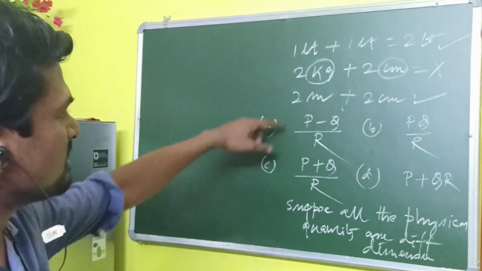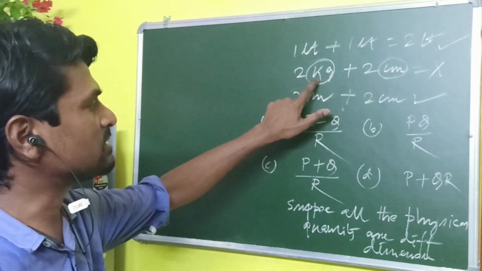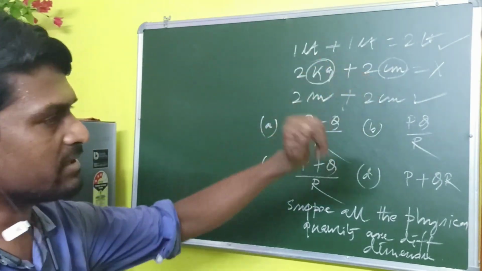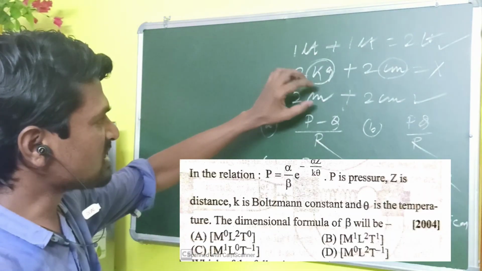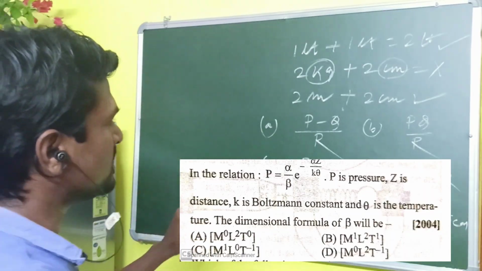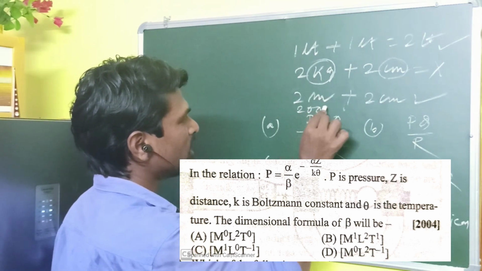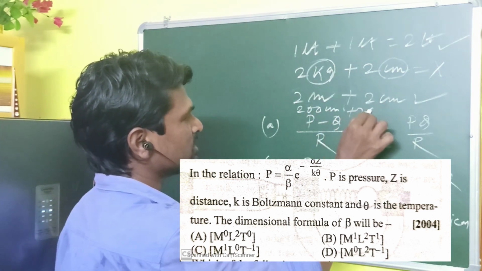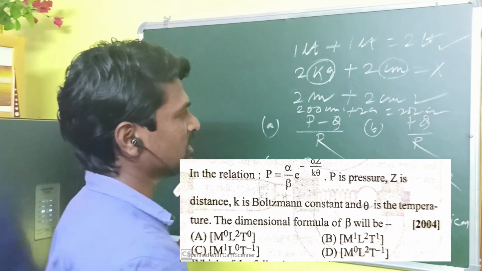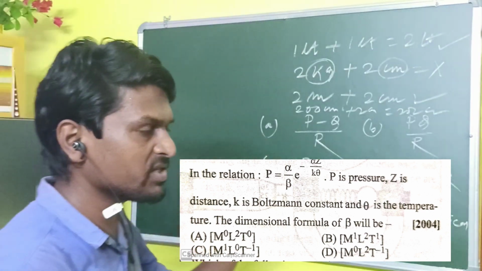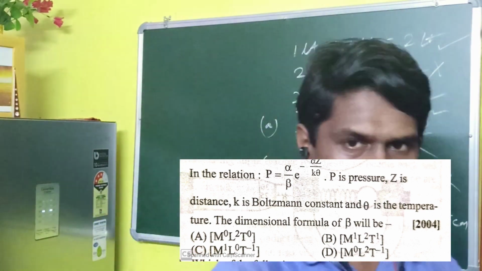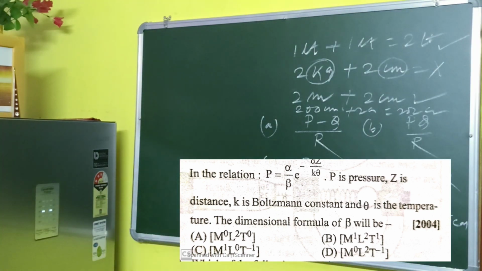Why is 2 kg plus 2 centimeter not possible? Because these are different physical quantities. This is mass, this is length. Mass and length cannot be added. But if the quantities are the same and the units are different, for example SI and CGS, then you can convert it as 200 centimeter plus 2 centimeter, that is 202 centimeter. Yes, it is possible. If the units are different, you can add. But if the physical quantities are different, then you cannot add.